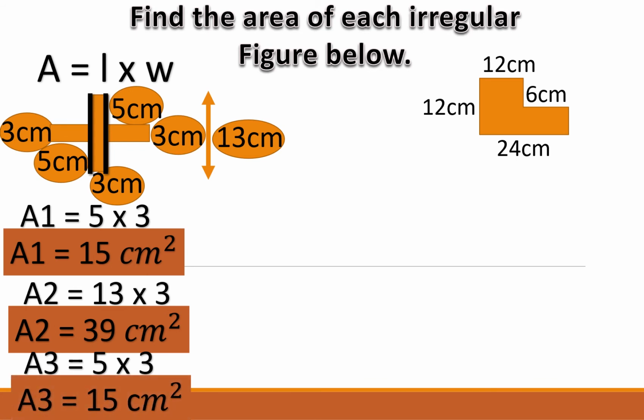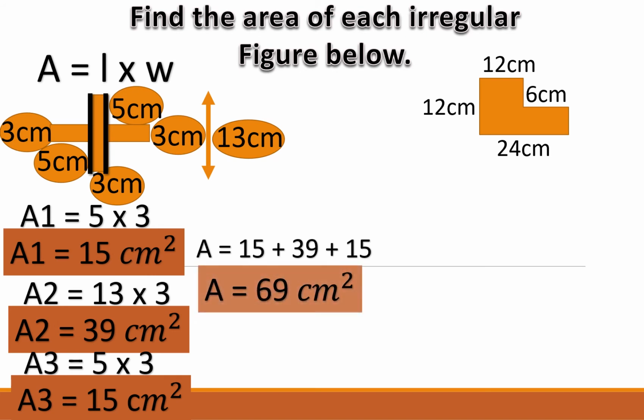So we are going now to add the three areas of the rectangles so that we will find the whole area of this irregular figure. Meaning 15 plus 39 plus 15. 15 plus 15 is equal to 30, and 30 plus 39 is 69. So 69 square centimeter is the total area of this irregular figure.